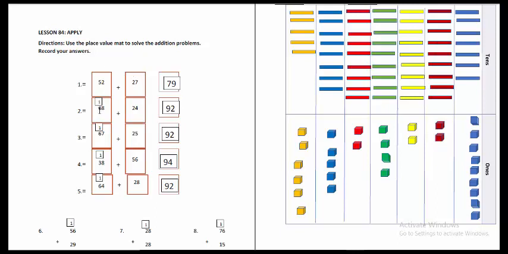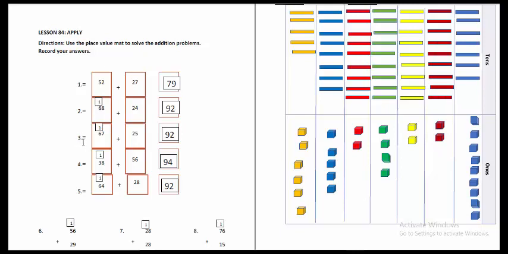1 plus 6 is 7. 7 plus 2 equals 9. So that represents 92 on the place value mat. 9 tens and 2 ones. 9 sticks in the tens place and 2 squares in the ones place.